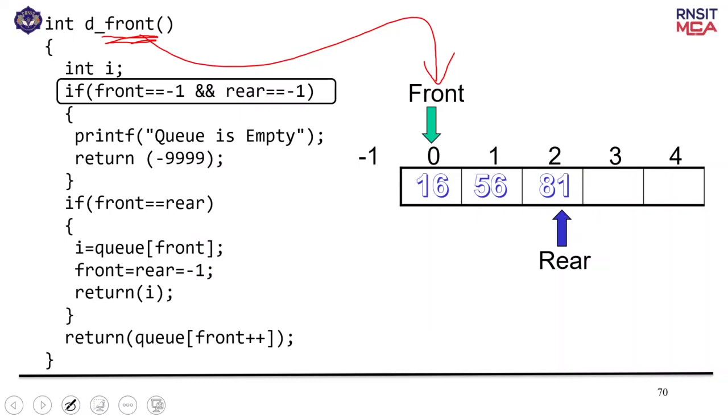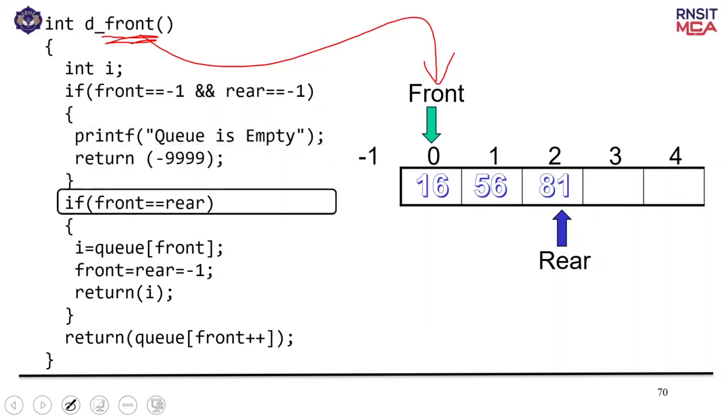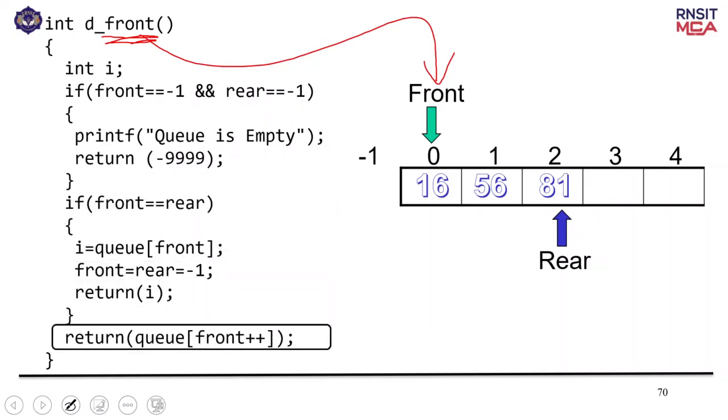You check whether front is equal to -1 and rear is equal to -1. No. Are front and rear equal? No. Then what do you do? Return Q of front. Q of front is nothing but 16 is returned, and front is incremented by 1. So front will move by 1, that is, it goes to the next cell because you are deleting. So observe now, it is first returned, then front is incremented by 1.